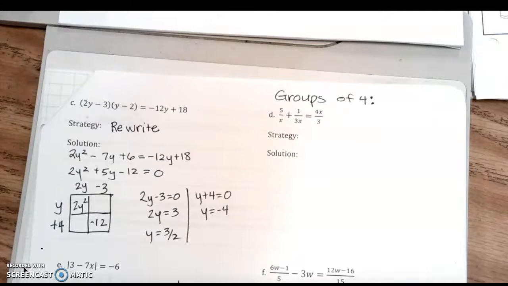So for C, we have the binomials 2y minus 3 and y minus 2 set equal to negative 12y plus 18. I'm going to use the rewrite strategy on this one.